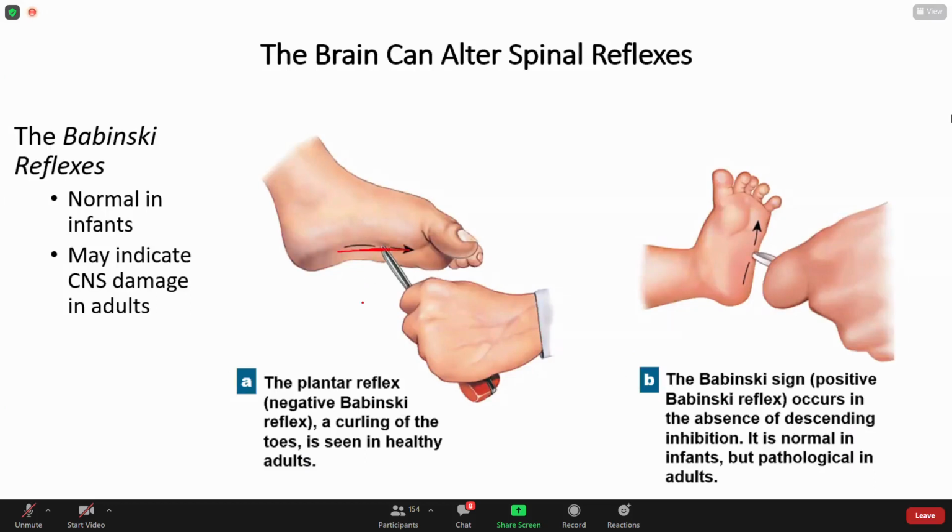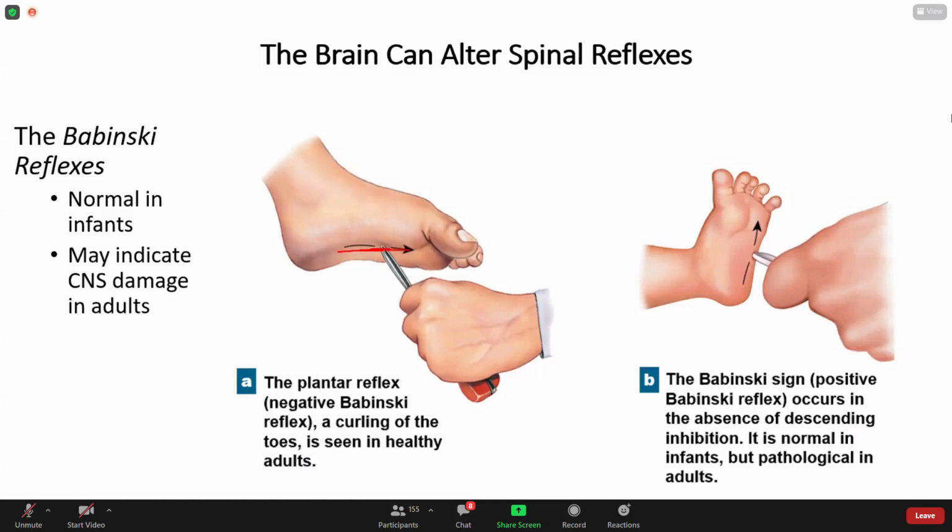In adults, this leads to flexion, curling of the toes, whereas in infants, it leads to an extension of the toes, because in babies the extrapyramidal tracts are not well developed. This is called the Babinski sign, and it's very important clinically to distinguish an upper motor neuron lesion from a lower motor neuron lesion.